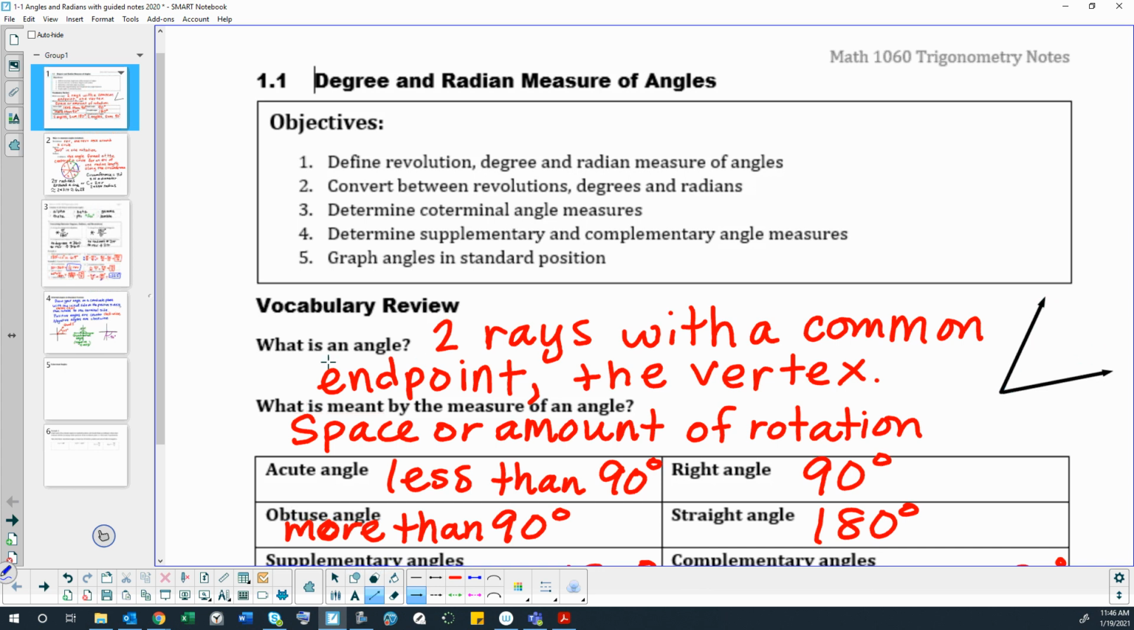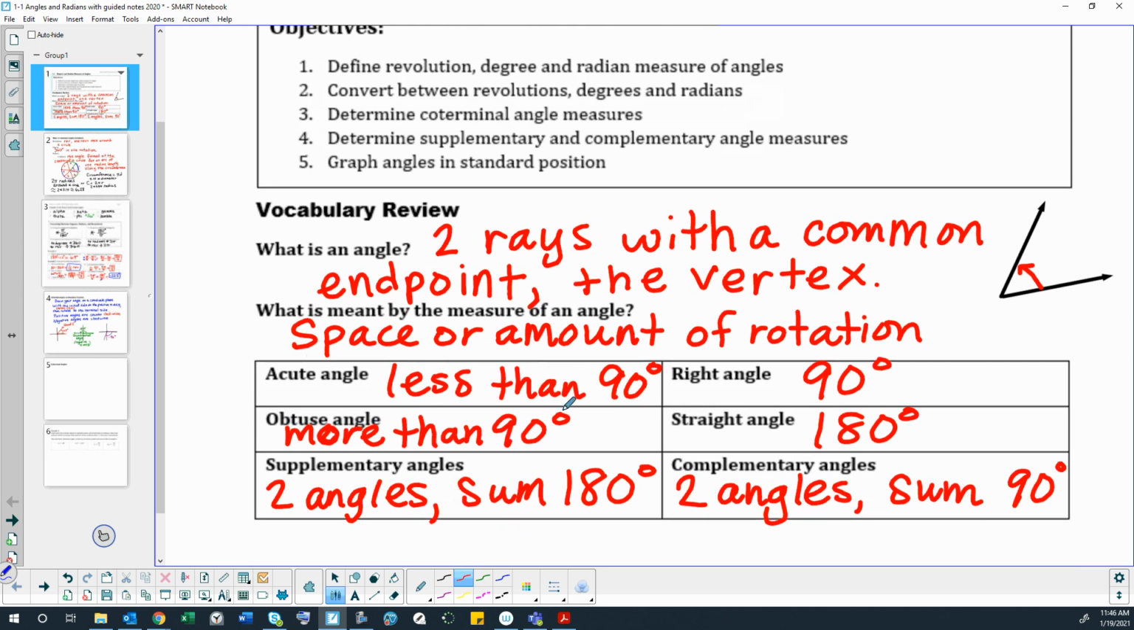So there's an angle. The measure of an angle is the space, kind of like the space between the two rays, but it's more a measure of the rotation between the two rays, right? When we think of space, we think of area, and there's less space down here near the vertex than there is up here by the arrows. So I'm not sure if space is a good definition for that, but the amount of rotation.